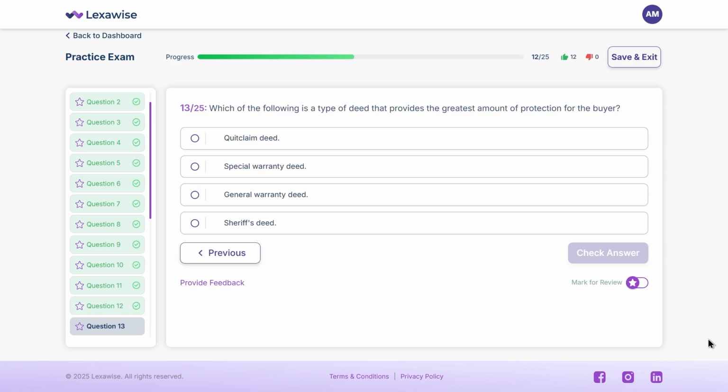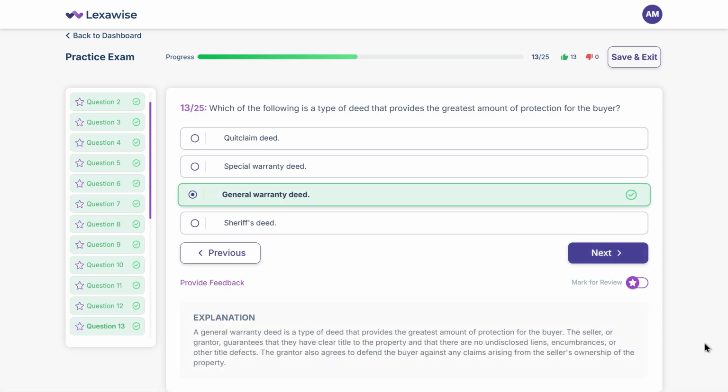The right answer is C. General warranty deed. A general warranty deed ensures the seller has a clear title and guarantees against past claims.